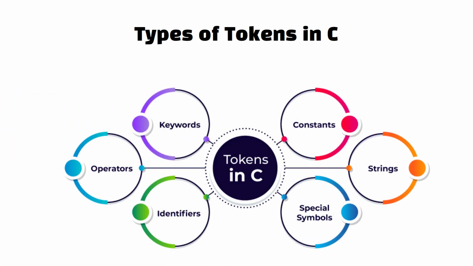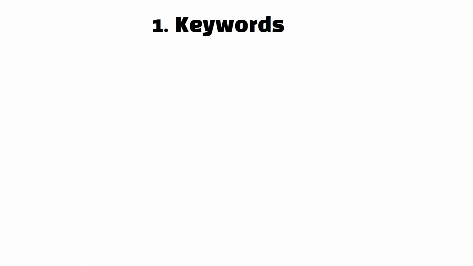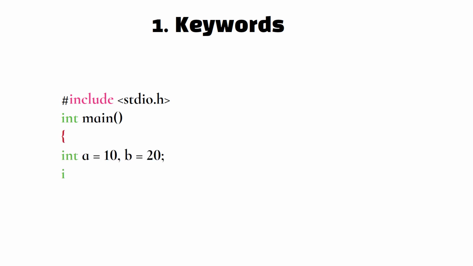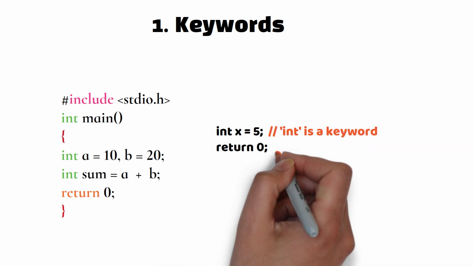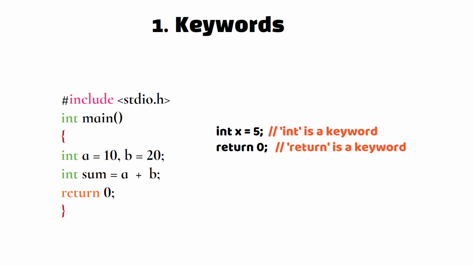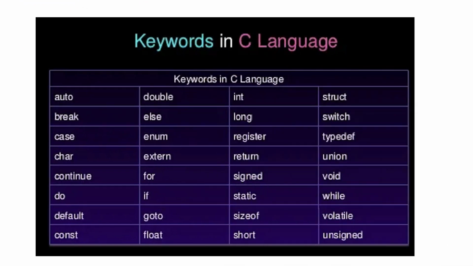Firstly, we have keywords. Keywords are reserved words in C with predefined meanings. You can't use them as variable names or identifiers. For instance, in our program, int is a keyword used to declare integers and return is a keyword that tells the function to exit and return a value. Some other examples of keywords are float, character, if, else, and while. There are 32 keywords in C and each one has a specific role.